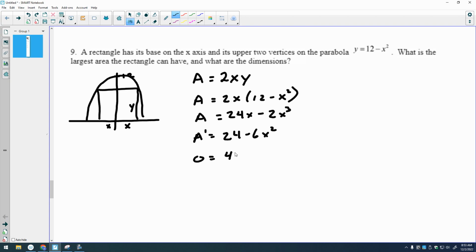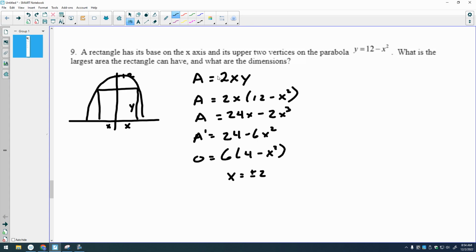I'm going to factor out a 6. Why did I write 4? Factor out a 6. And I get 4 minus x squared. So my x values are plus or minus 2. Now, since we're talking about distance, x could be a positive 2 or x could be a negative 2, which makes the base of the rectangle 4. So this is going to be 4.